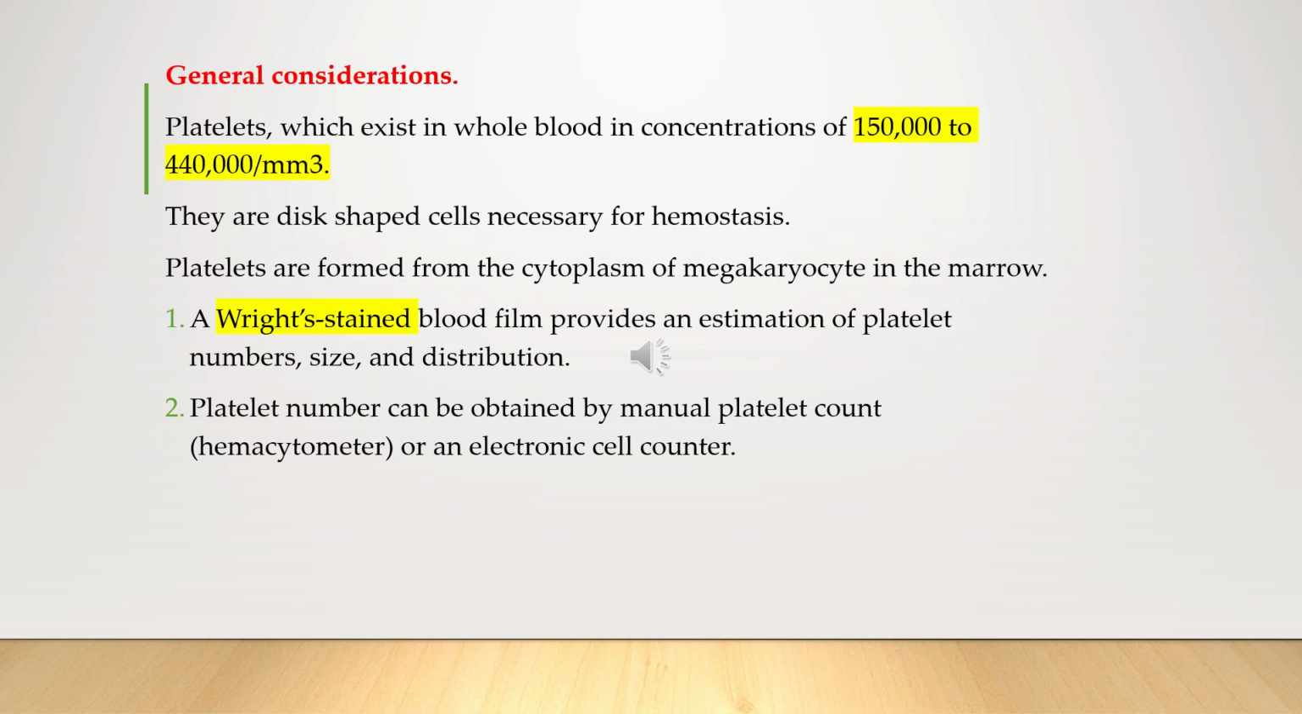For platelet estimation in the lab, we use Leishman stain. We can also use a Wright stain, and for the estimation of platelet count, we can either do manual counting in a Neubauer counting chamber, or we can use an automated hematology analyzer.